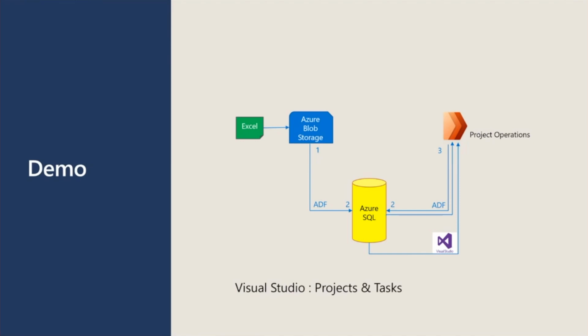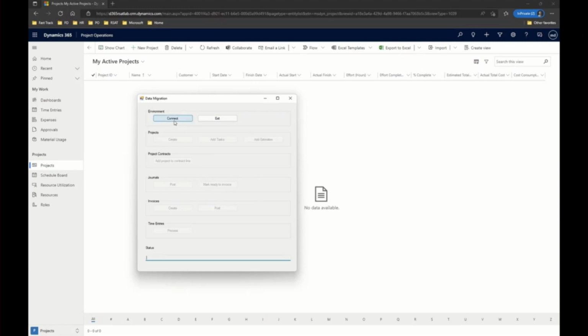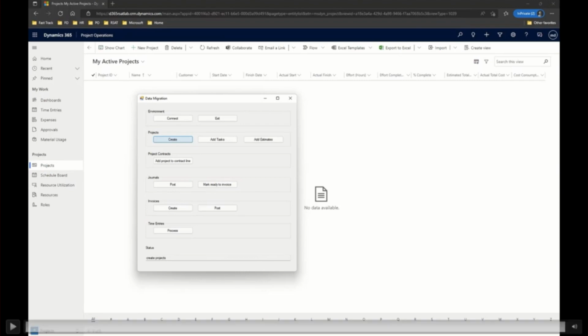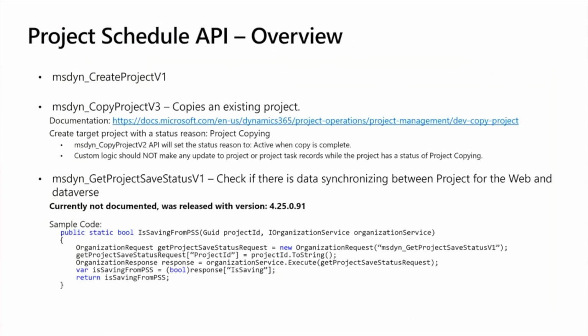Second thing that I want to upload is projects and tasks. For projects and tasks, I'm not going to use the Azure Data Factory, but I'm going to use some code which has been written in Visual Studio. So it's basically an application. That application is making a connection also to my project operations environment, will make a connection to my Azure SQL database, and then will just read from the SQL database and use the organizational service for creating the projects. So why are we using this API?